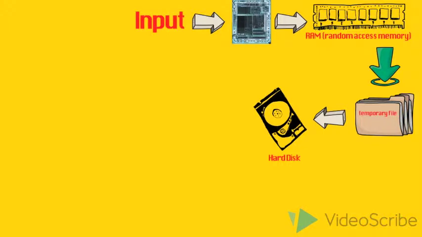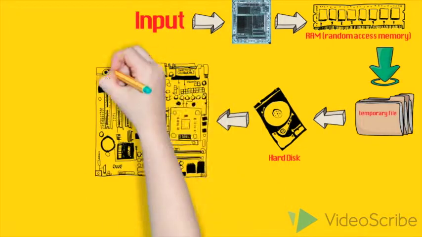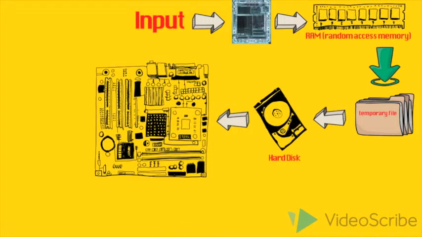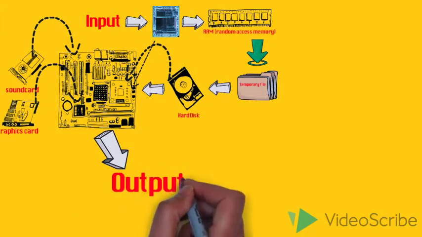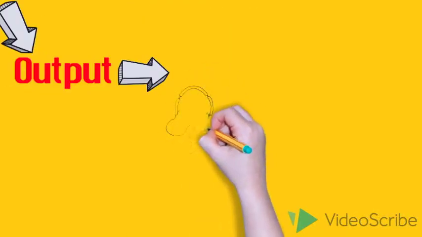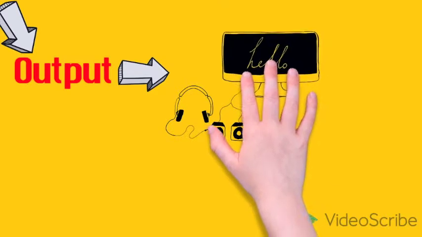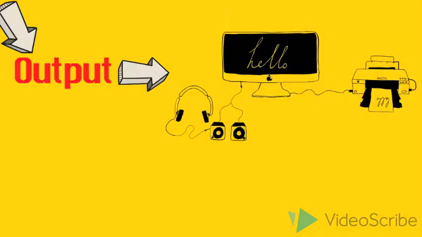The hard disk and the CPU are connected to the motherboard, which has the main components of the computer attached to it, such as sound cards, video cards, hard drives, and connectors for other devices. Finally, the user receives the output from the computer via output devices such as the screen or speakers, or via a printer.